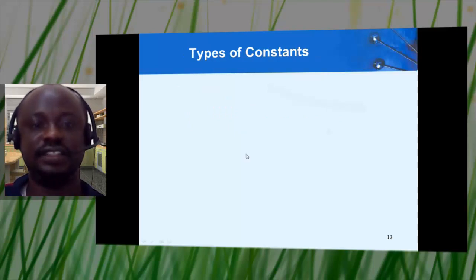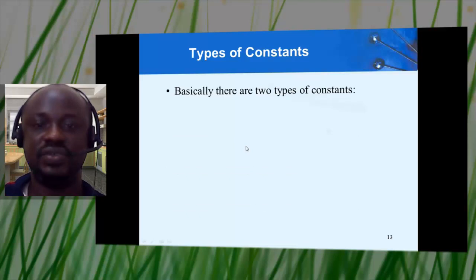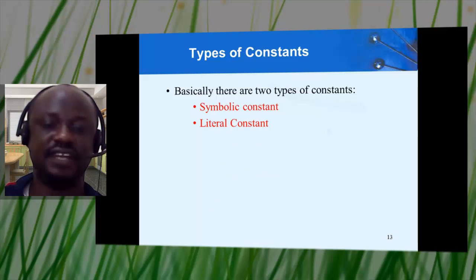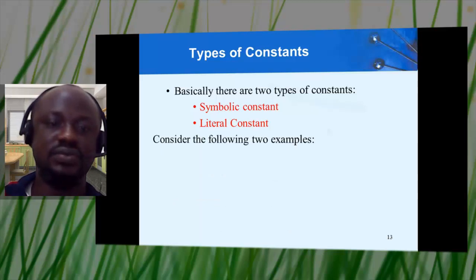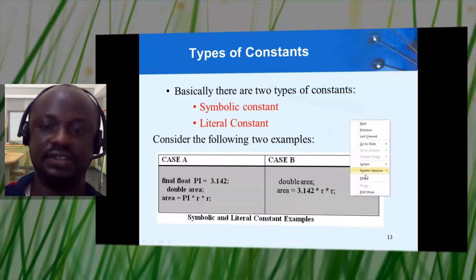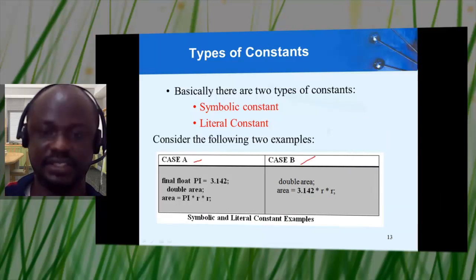Now let us look at types of constant. Basically, there are two types of constants. We have symbolic constant and we also have literal constant. So to understand the two, symbolic constant and literal constant, let us consider the following two examples. So we have case 1. This is case 1 and this is case B.